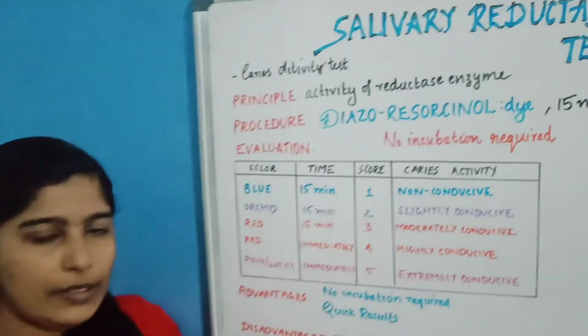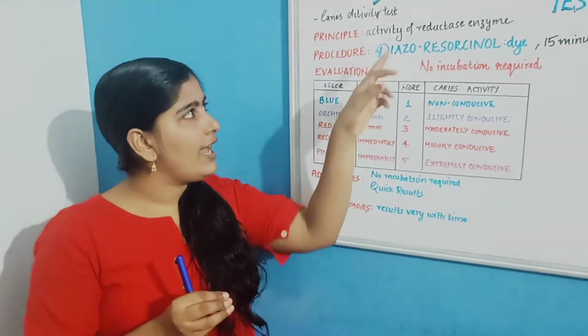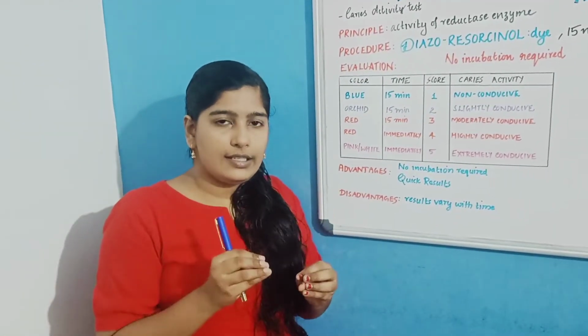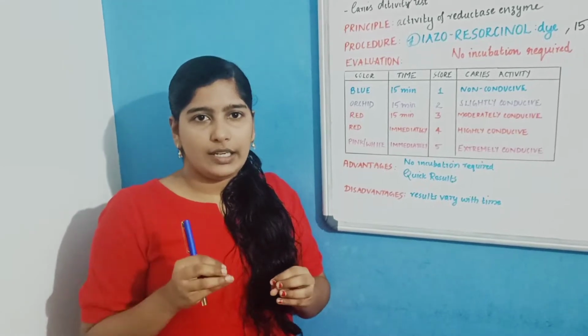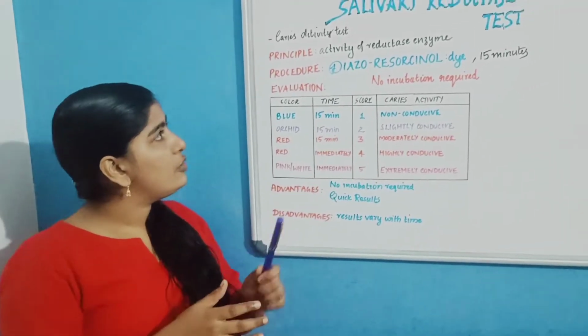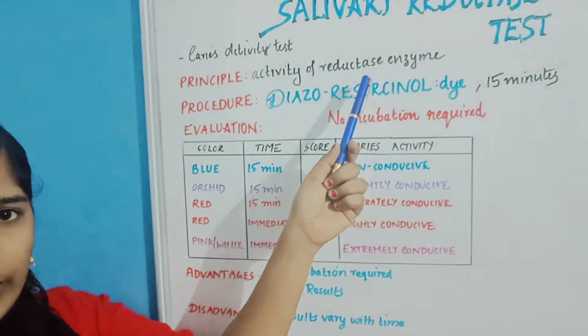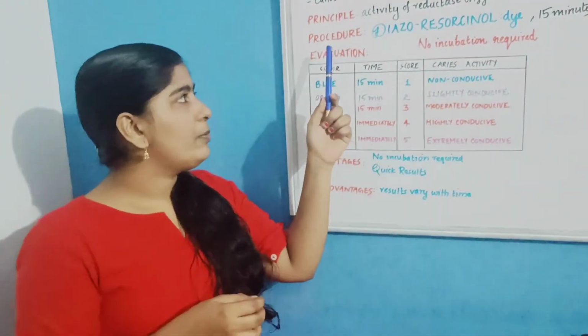So the principle here is to measure the activity of reductase enzyme. And this reductase enzyme is present in salivary bacteria. So our principle here is to measure the activity of reductase enzyme. Okay. Now moving on to the procedure.